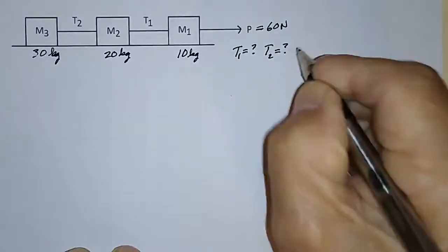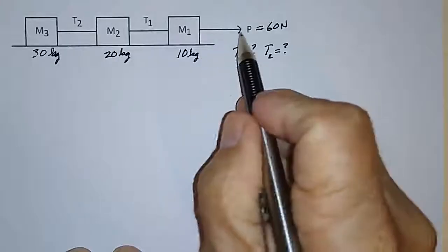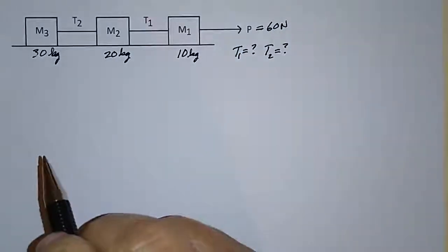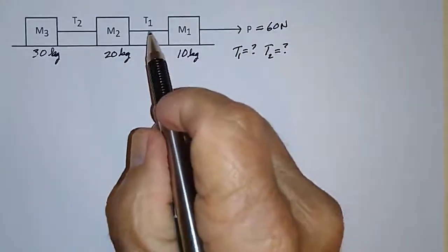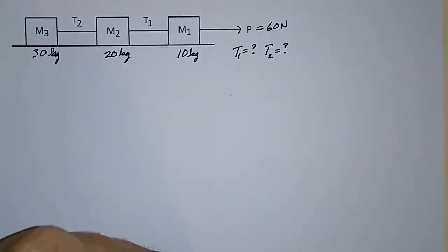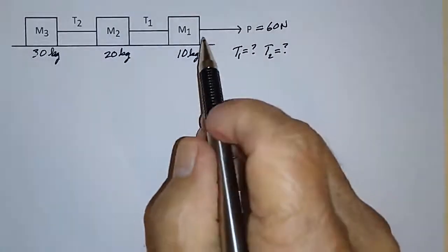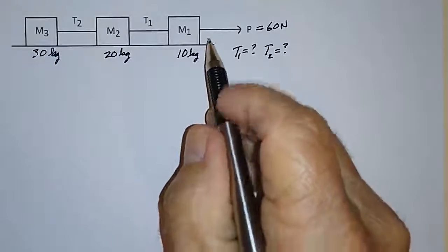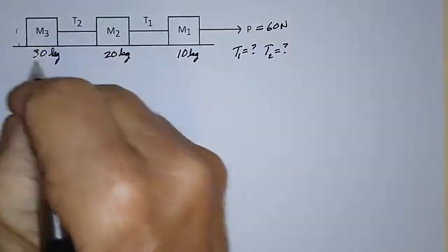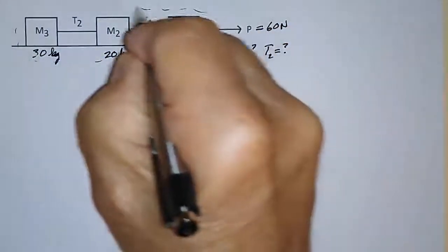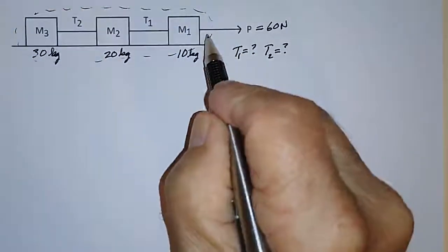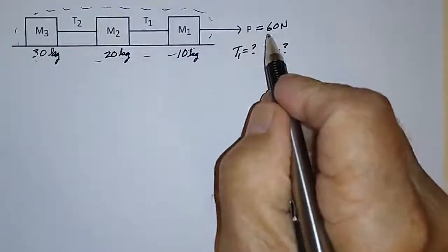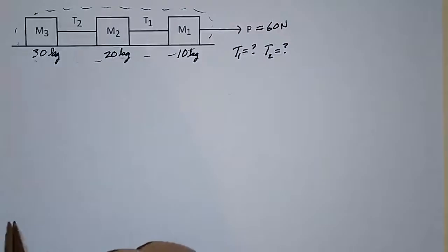We know what the tension right here is, that's 60 newtons. So how do we figure out what T1 and T2 are? Well, first of all, we need to write down Newton's second law for the whole system. In other words, all of these masses are being accelerated to the right by this force of 60 newtons.